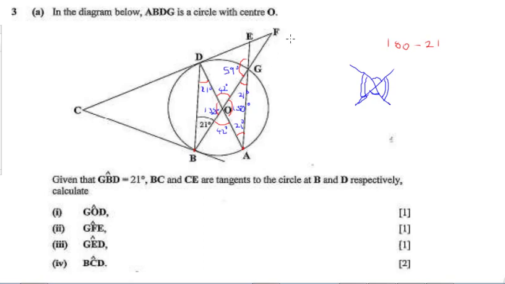And what else can we find? We've been told that these two are tangents, CD is a tangent and CB is a tangent. And if they are tangents and we've got a line coming from the center of the circle touching the tangent, it means this line is known as the normal. So this OD is a normal to CE, and similarly OB is a normal to CB. And the angle between a normal and a tangent is always 90 degrees.